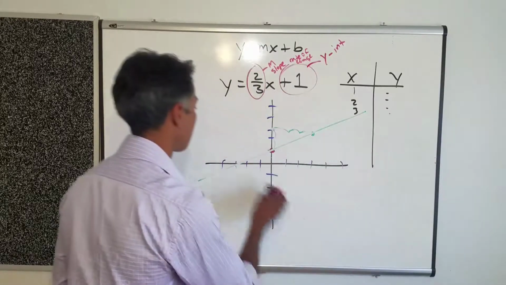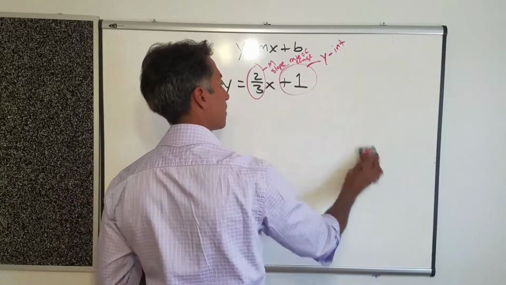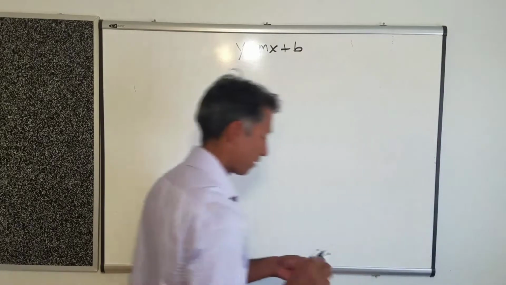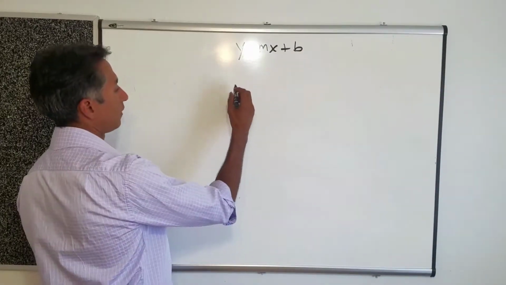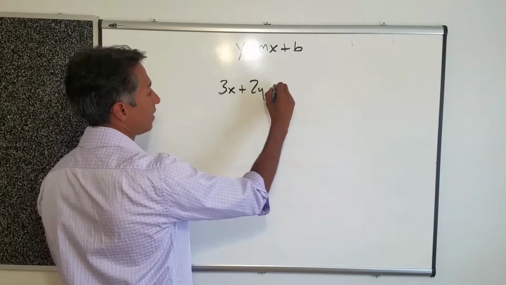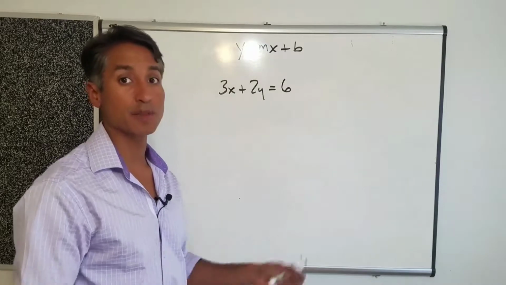So let's move on to another one here. Let me just erase all that. I don't need it. Let's do 3x plus 2y equals 6. I don't know, I'm just making these up.